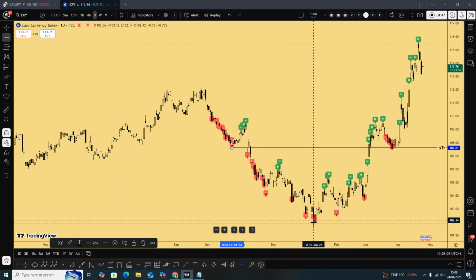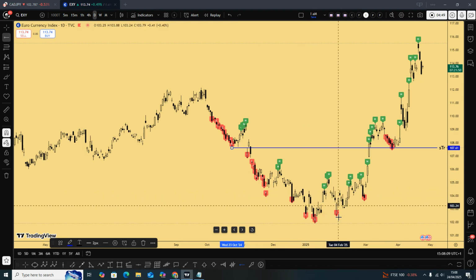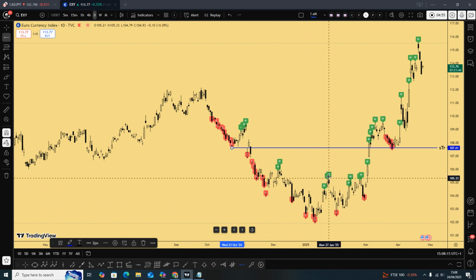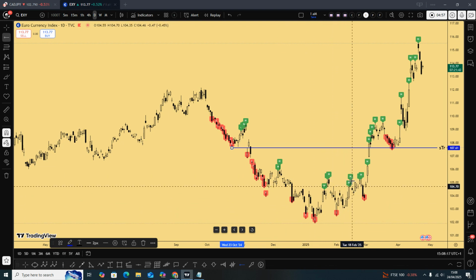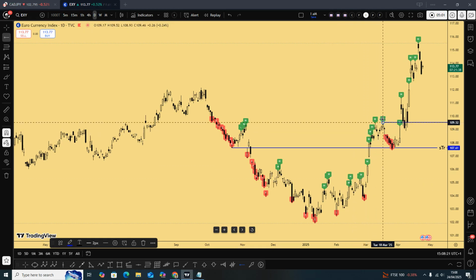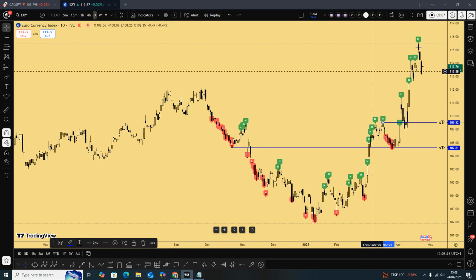1 2, the third one failed to make a lower low. Then we have 0. This did not make a higher high. This is the structure here. That's the bullish structure there. We're trading above the bullish structure, so the euro is positive.